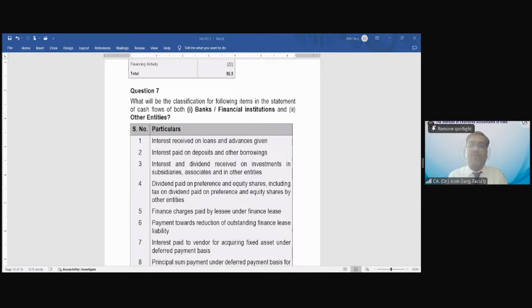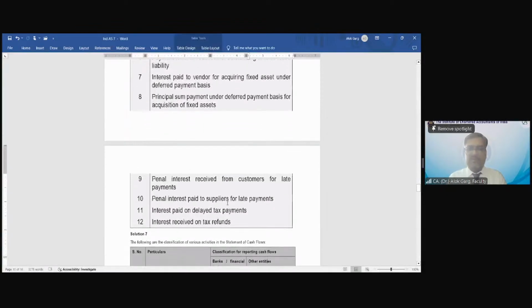Now let's quickly solve this question. Interest received on loans and advances given: operating activity for the bank and investing activity for other entities. Very good. Interest paid on deposits and other borrowings: operating activity for the bank and financing activity for other entities. Very good. So let's see what the answer is.